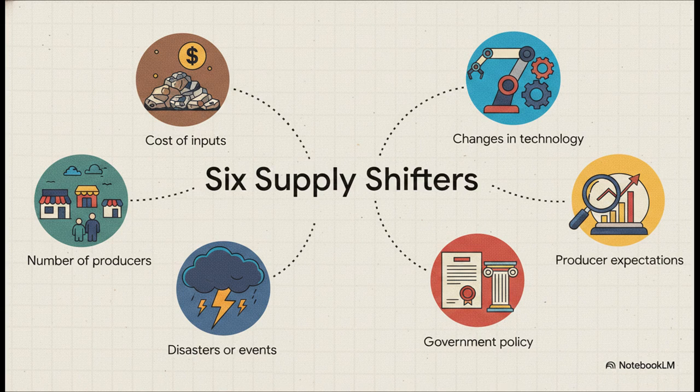First, changes in the cost of inputs. Like if the price of coltan ore goes way up, the supply of cell phones drops. Second, the number of producers entering or leaving a market. Third, sudden changes in conditions, like a massive hurricane wiping out the Florida orange crop. Fourth, advancements in technology. Think factory robots lowering production costs. Fifth, producer expectations about future prices. And finally, number 6, government policy.